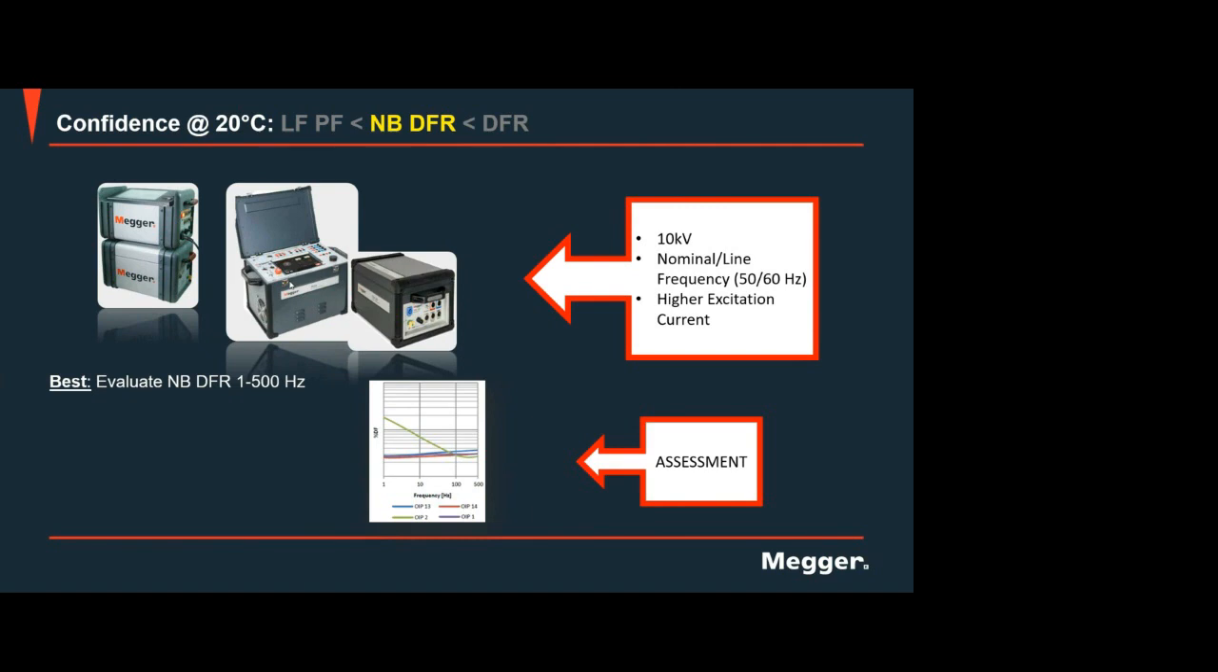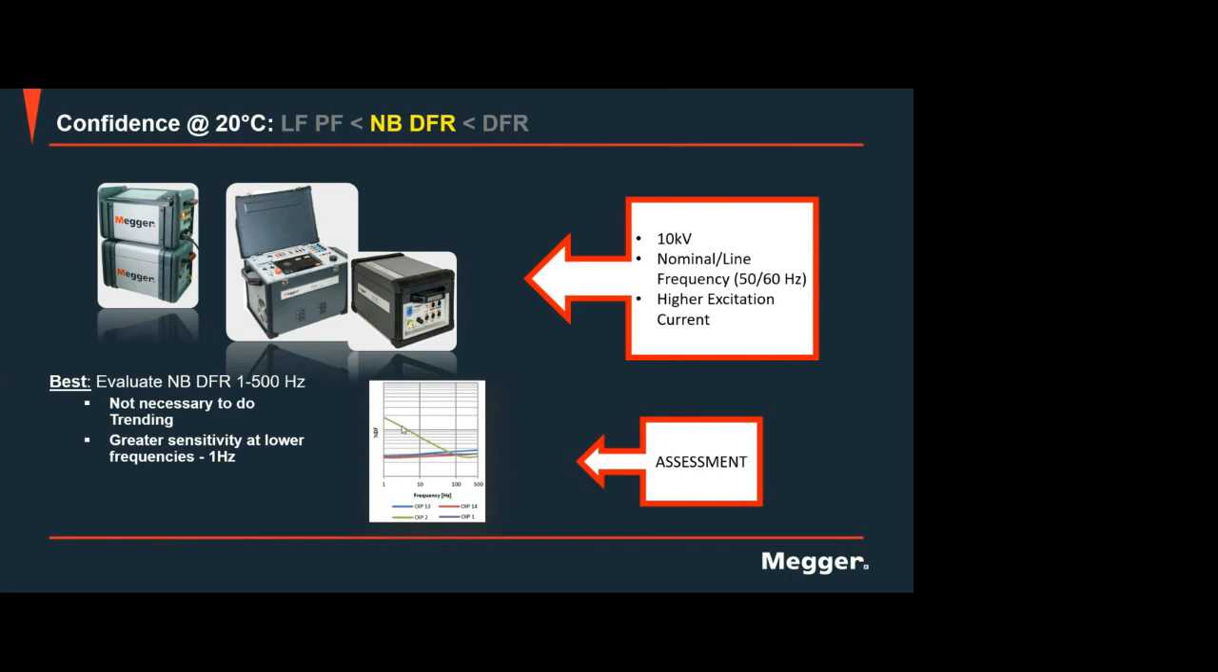We call it narrowband because it only runs from 1 hertz to 500 hertz. And by doing the narrowband DFR for assessment, it is not necessary to do the trending. We are comparing, for example, if you are going to test the bushing here in my picture below as an example, if you are going to do the comparison, it is very clear that this bushing here is different from the others. So no trending is necessary. It will give you a better picture of your insulation status.